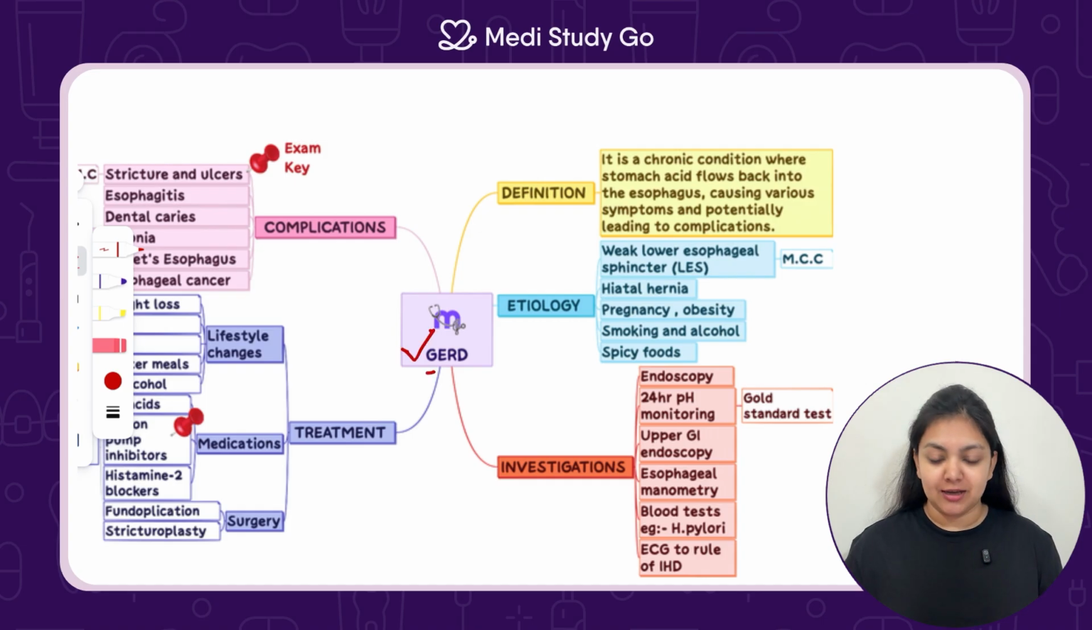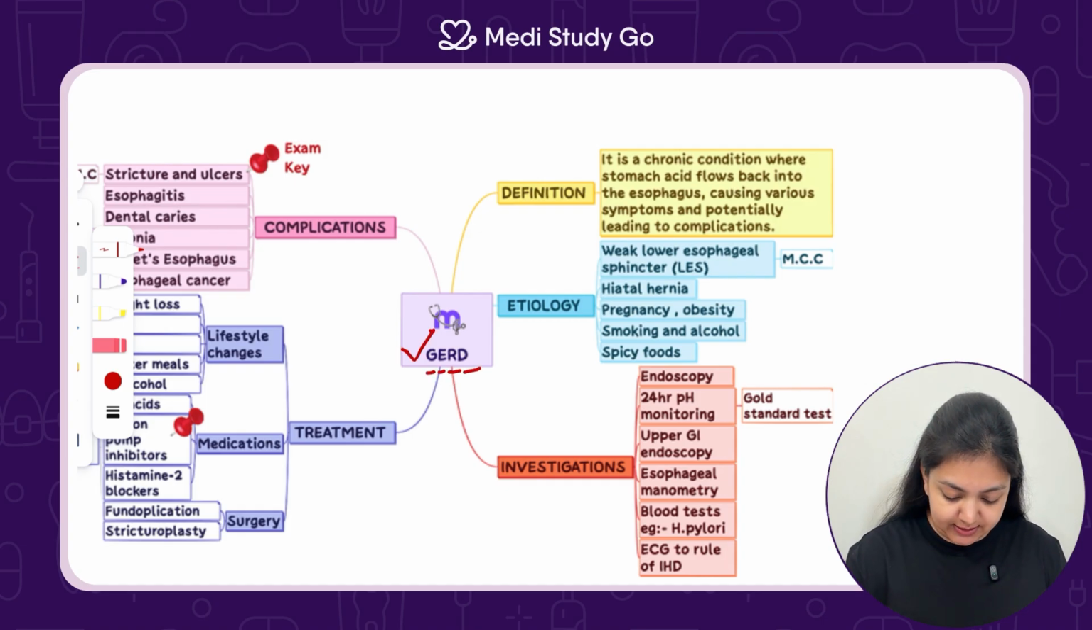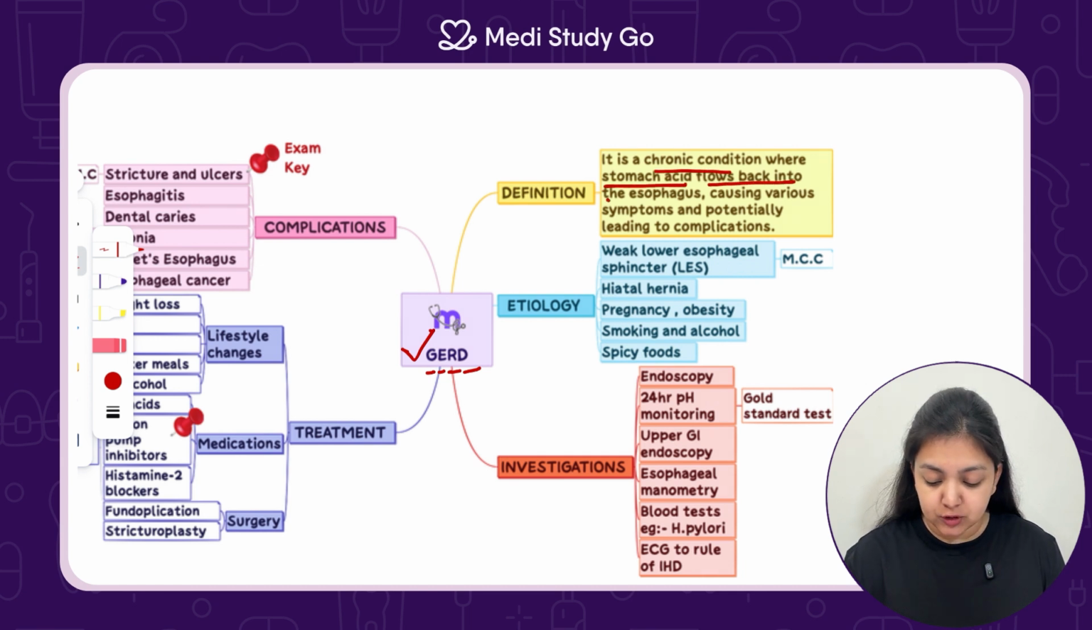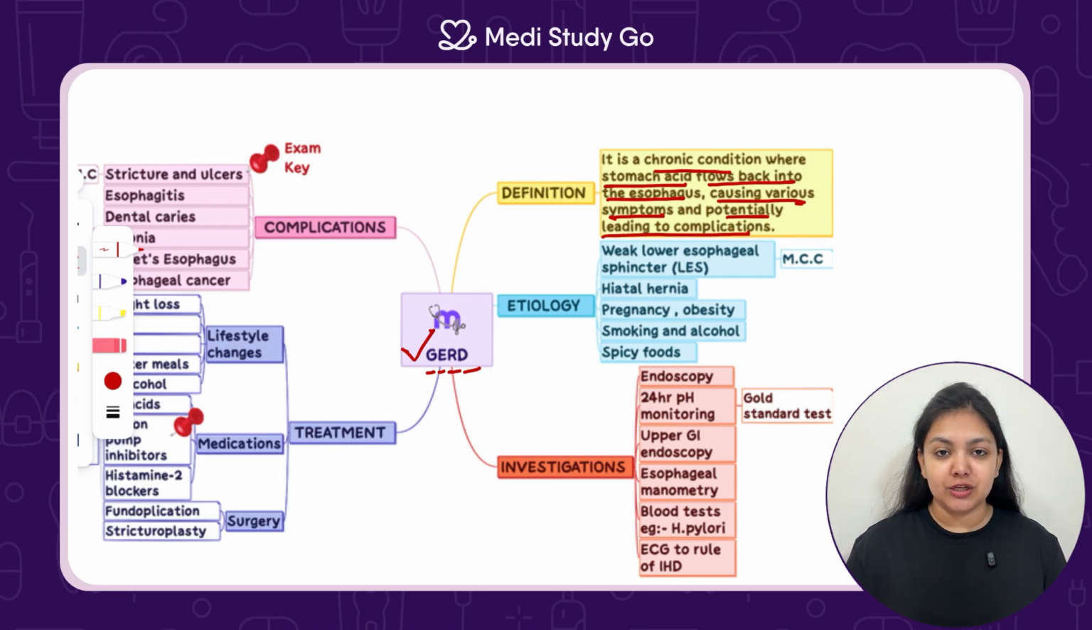So what is GERD? As the term suggests, it is gastroesophageal reflux disease, a chronic condition where stomach acid flows back into the esophagus, causing various symptoms and potentially leading to complications. So gastroesophageal, meaning gastric, that is stomach, and esophagus is involved. Reflux disease means something is coming back. It should go forward, but it is coming back. So that is GERD, and it can lead to some complications which have severe symptoms to be followed.